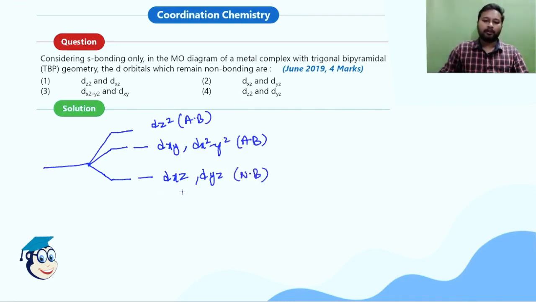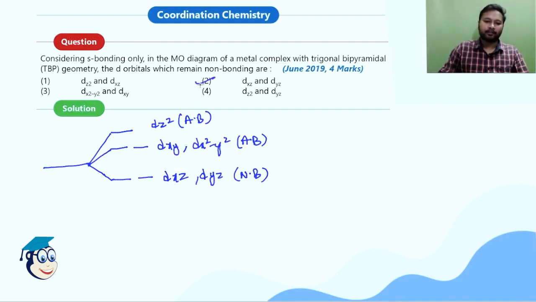A non-bonding orbital does not participate in bonding. An anti-bonding orbital has an anti-bonding character. A bonding orbital participates in bonding, but a non-bonding orbital neither behaves as a bonding orbital nor as an anti-bonding orbital. So the non-bonding orbitals which will remain over here will be your dxz and dyz.